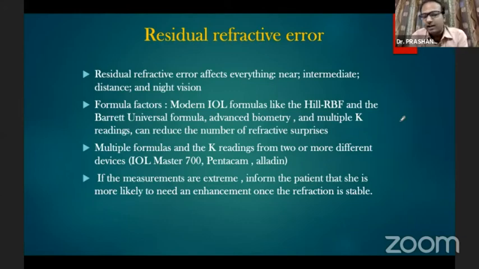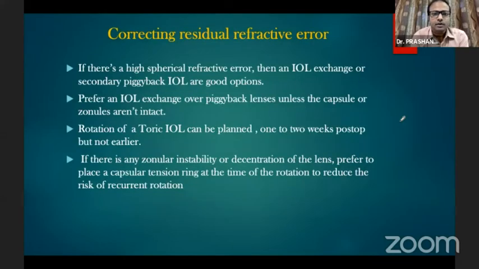If the measurements of K value or axial length are extreme, then explain to the patient that the post-op refraction may be a surprise, and there can be a need for vision correction after surgery. If there is a disparity between the 2 eyes, also explain to the patient that there are chances of a refractive surprise. If there is a high spherical error, then IOL exchange or piggyback lenses are good options. Prefer IOL exchange over piggyback lens. IOL exchange is better than doing a piggyback lens.